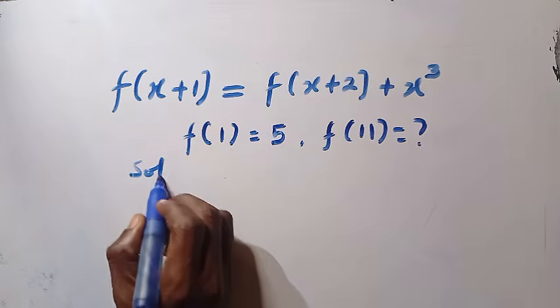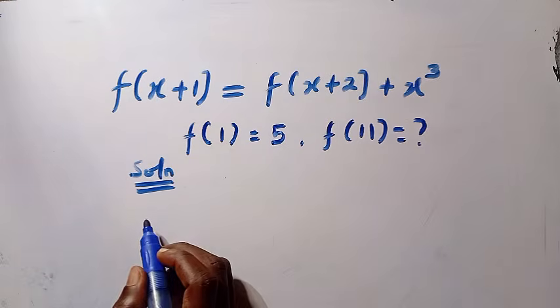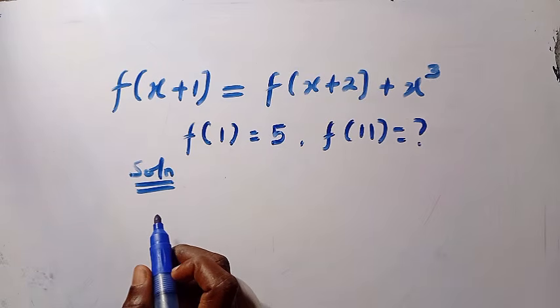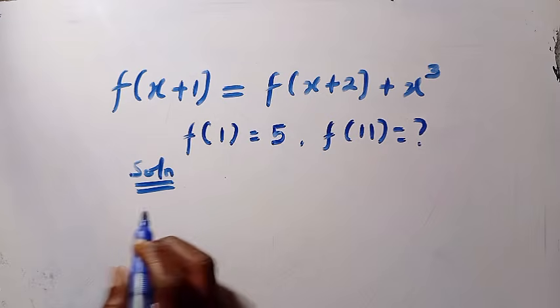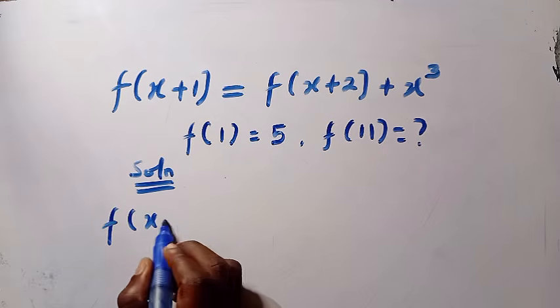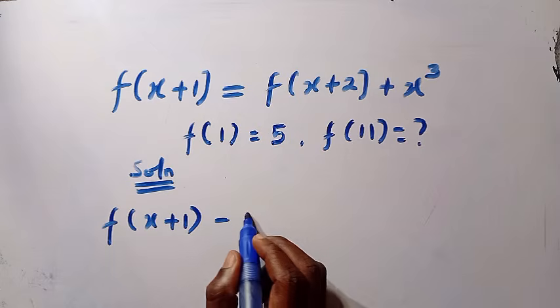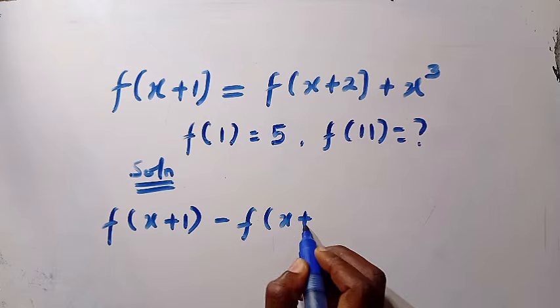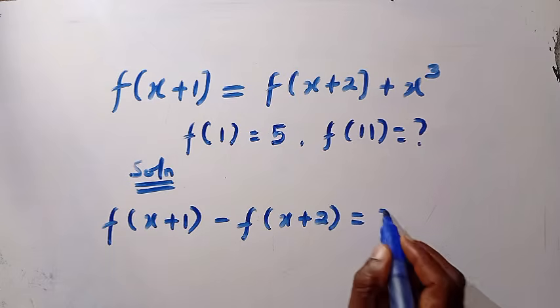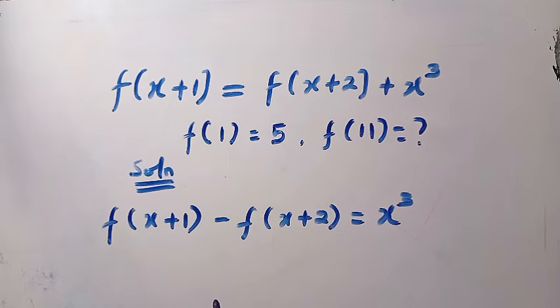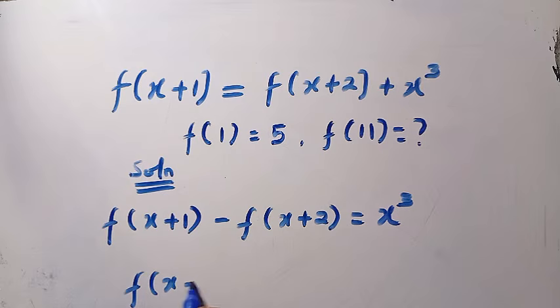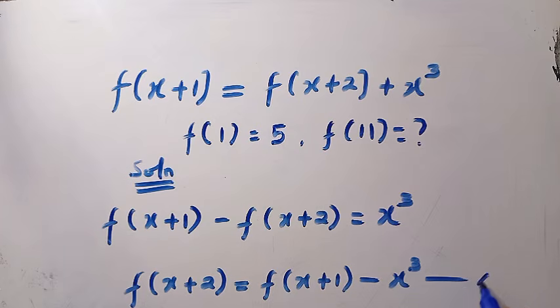So let's consider the solution. First, we are going to rearrange this equation: f(x+1) minus f(x+2) equals x raised to the power 3. Or simply, you can have it as f(x+2) equals f(x+1) minus x raised to the power 3. Any of the two. So let's call this one equation 1.